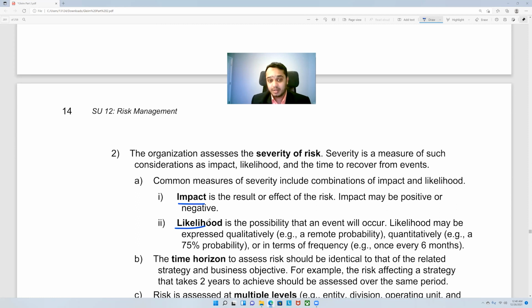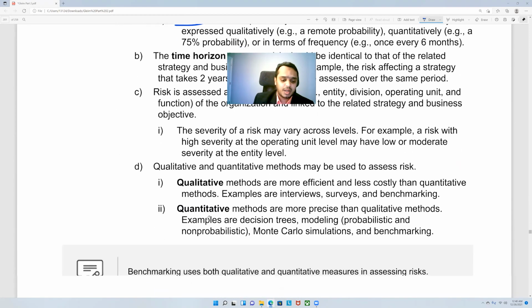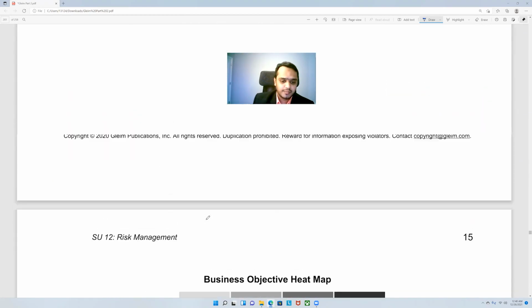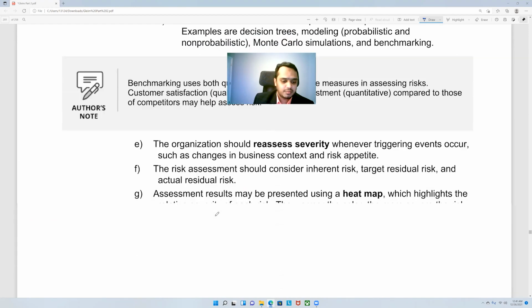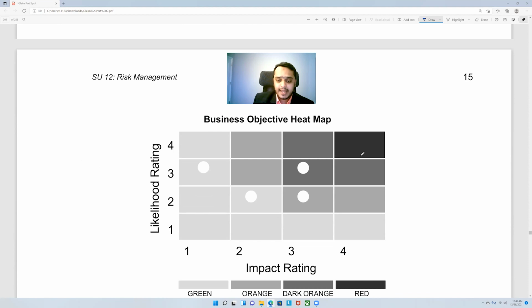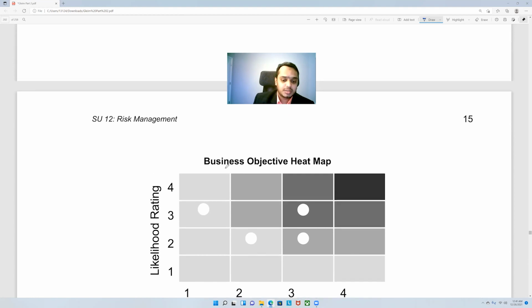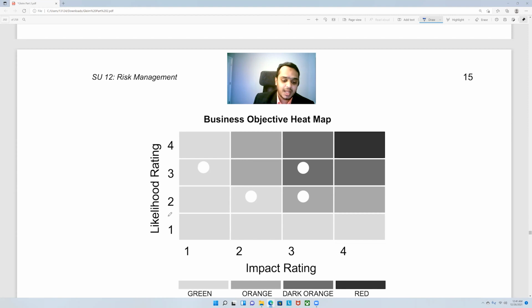And also you need to look into the impact of the risk and the likelihood of the risk. In fact, for the impact and likelihood, there should be a green and red traffic signal approach. I don't think it is there here or not. Yeah, here it is. Qualitative and quantitative, that's fine. See, this is actually black and white material, that's why it is looking like this. But what it is talking about, this is a business objective heat map: the likelihood of a particular risk which is going to affect you and the impact, how much it is.